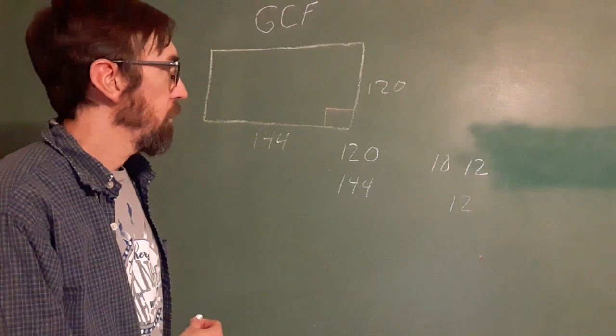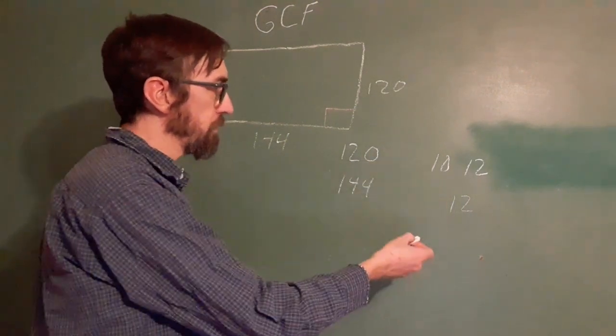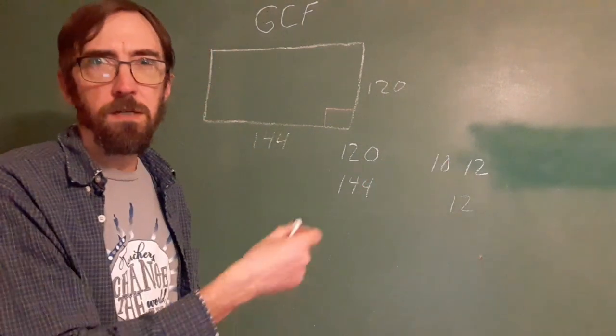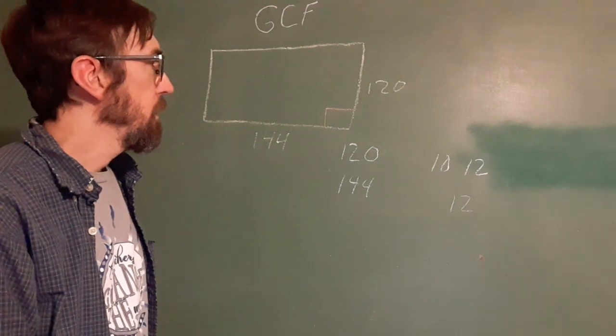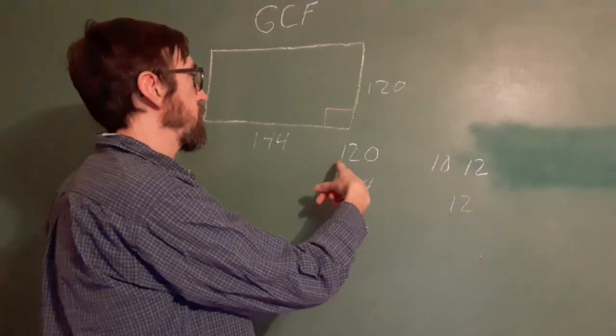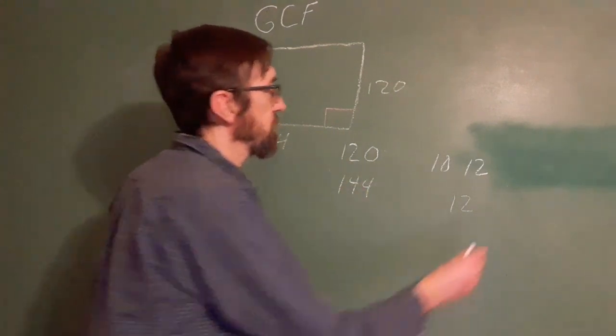So we could try doubling 12 or doing triple 12, some kind of multiple of 12. Doubling 12 would be 24, and we could ask, does 24 go into these numbers?